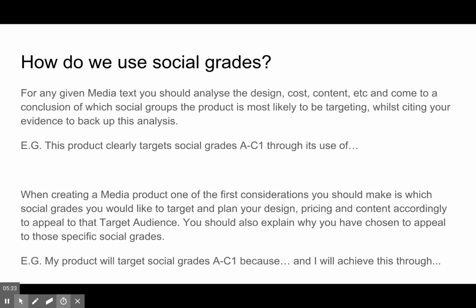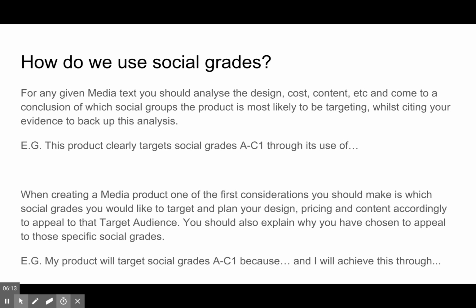As an example, if you were doing a proposal for your own product, you might say something along the lines of, my product will target social grades A to C1 because, and then you list the reasons why you would want to appeal to that group. In this case, I'd say they've got a large amount of disposable income. And then I'll say, and I will achieve this through, and then I'd list the ways in which I would appeal to them. That would be including imagery that appeals to that group, or perhaps talking about the content of my product, such as, in magazines, articles about things that would appeal to people with a disposable income and quite a nice lifestyle.